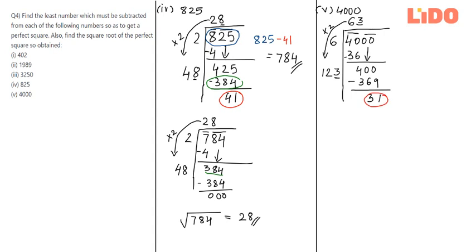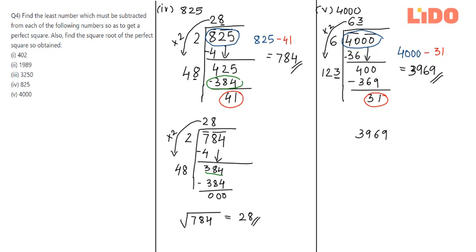So I have a remainder, and I have the dividend 4000. The quotient over here is 63. We don't need the quotient right now. What we're going to do is take the dividend and subtract the remainder, right? So 4000 minus 31 is equal to 3969. Okay, so 3969 is a perfect square. Let's find the square root of 3969.